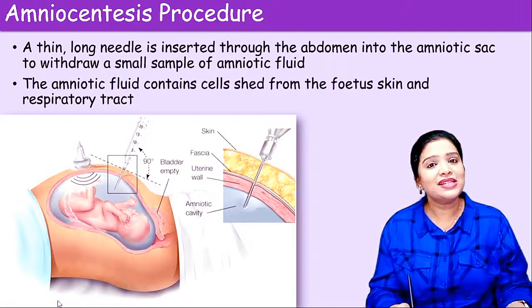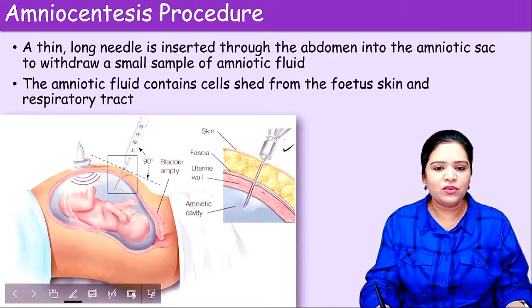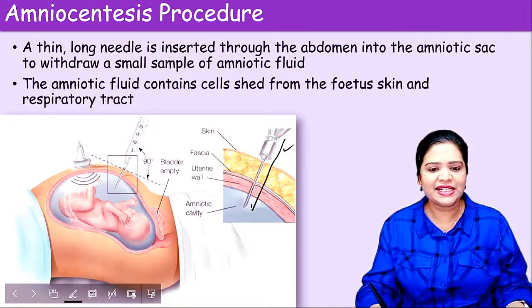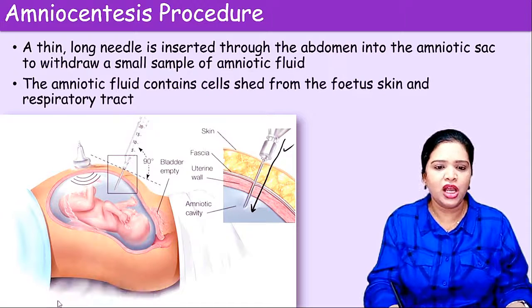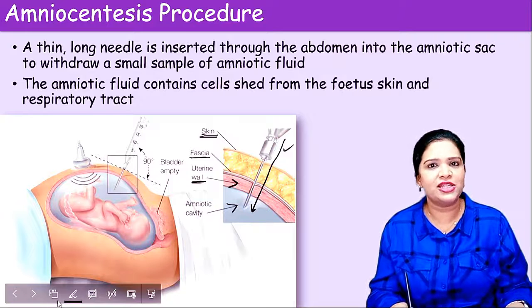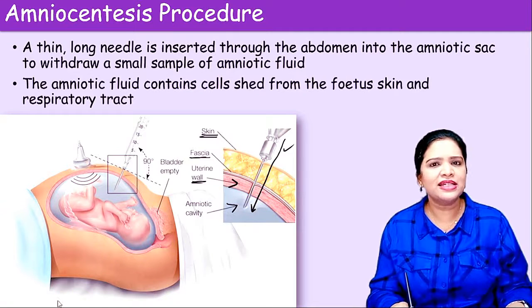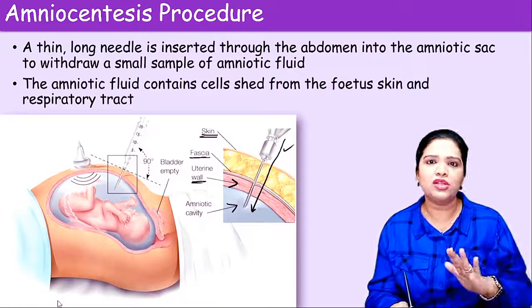Okay, so let us see how this procedure is done. First look at this picture. A very thin needle is inserted directly into the amniotic cavity to collect the amniotic fluid. So this is the outer skin, followed by the fascia, fat tissues, and this pink one is the uterine wall. Below this is the amniotic cavity. So how are they inserting this needle? To insert this needle, the doctor uses an ultrasound scanner.